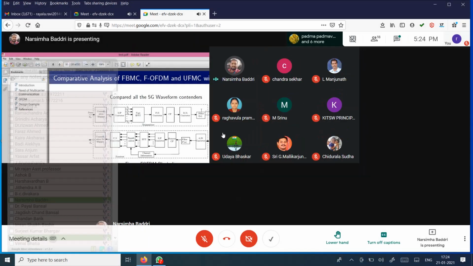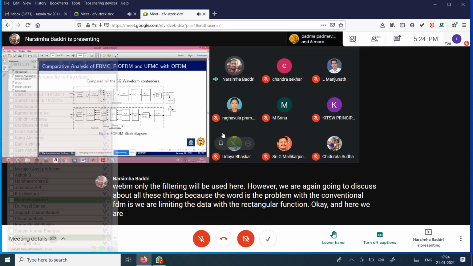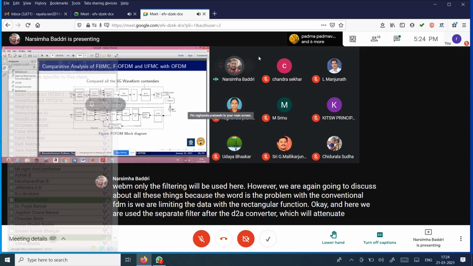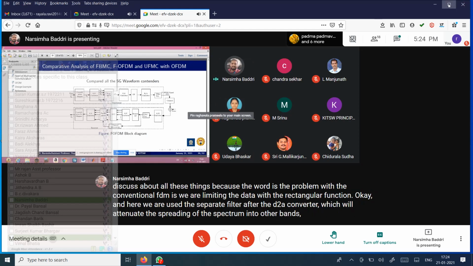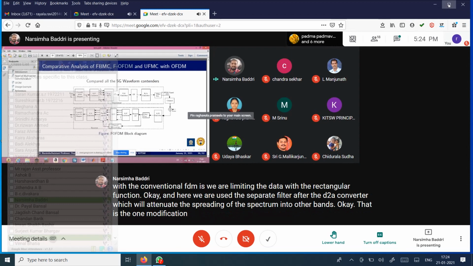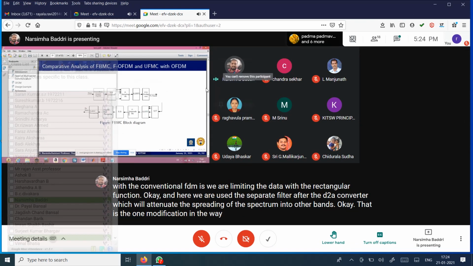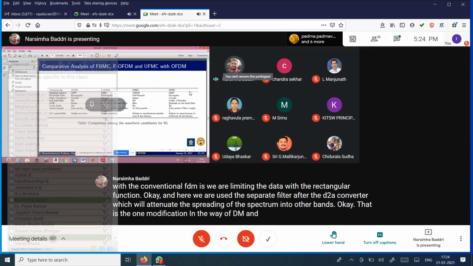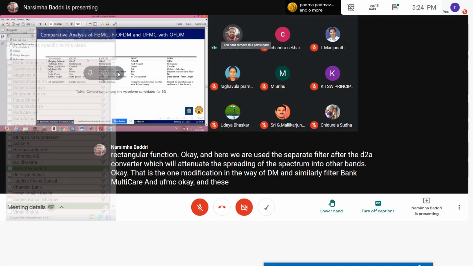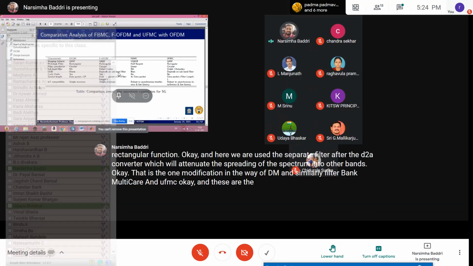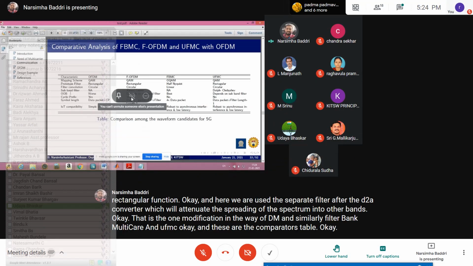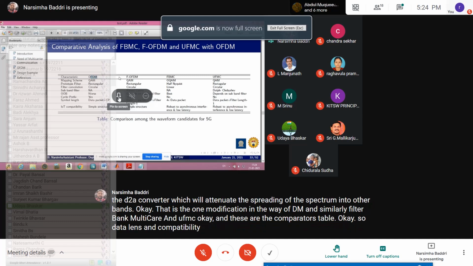This is the filtered OFDM. A small modification will be there for general OFDM; only the filtering will be used here. The problem with conventional OFDM is that we are limiting the data with the rectangular function. Here we have used a separate filter after the D2A converter, which will attenuate the spreading of the spectrum into other bands. That is the one modification in OFDM, and similarly filter bank multi-carrier and UFMC.